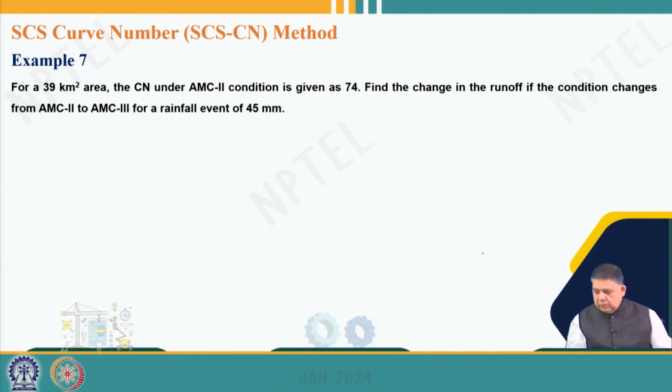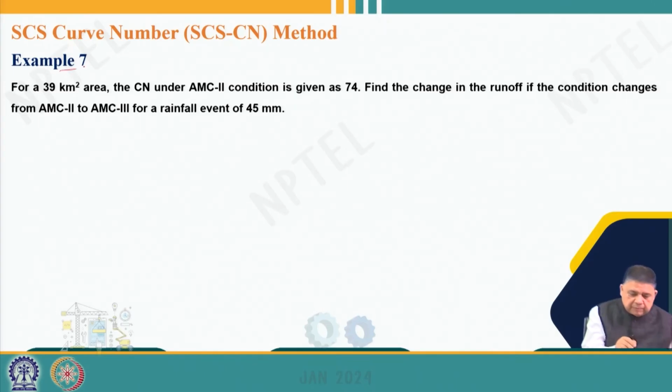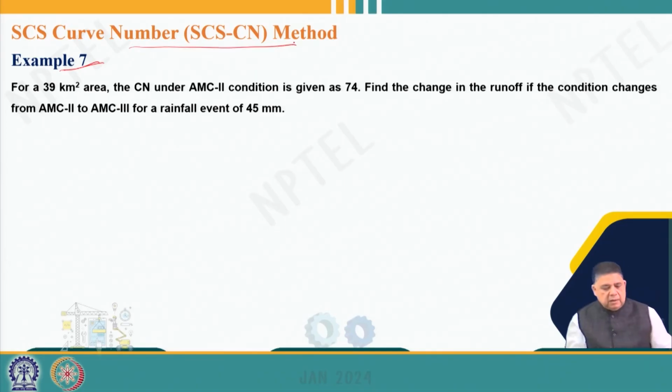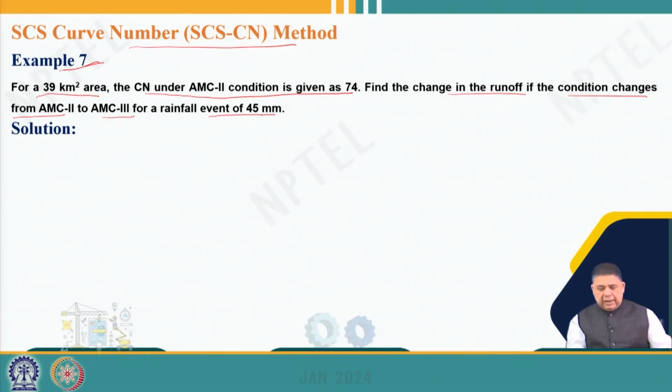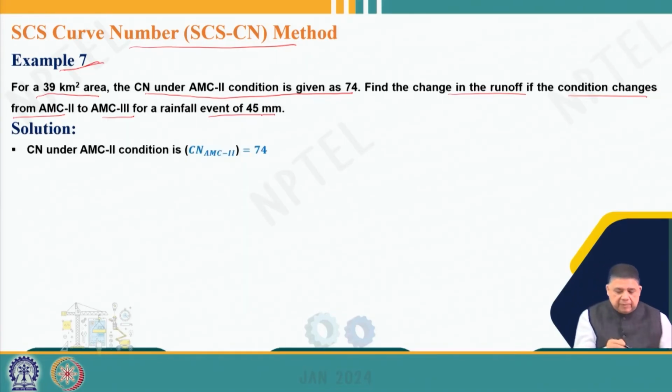Now, we get into example number 7. Again, we are with the SCS curve number method. For a 39 square kilometer area, the curve number under AMC2 condition is given as 74. Find the change in runoff if the condition changes from AMC2 to AMC3 for a rainfall event of 45 mm. So that's the problem. Coming to the solution, we have already been given that CN under AMC2 condition is 74.